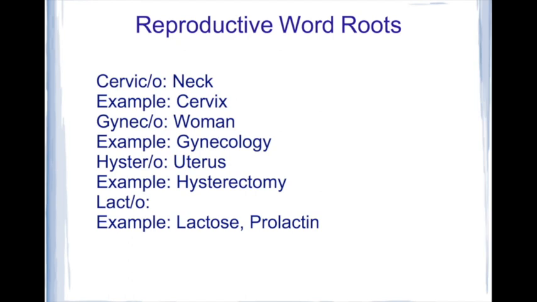Prolactin is a hormone produced by the pituitary gland that stimulates the production of this, that both men and women can make. I mean, women primarily make this far more often than men, but men can definitely make it if they have enough prolactin in their body. So lacto means milk. So lactose is a milk sugar. Prolactin stimulates the production of milk.